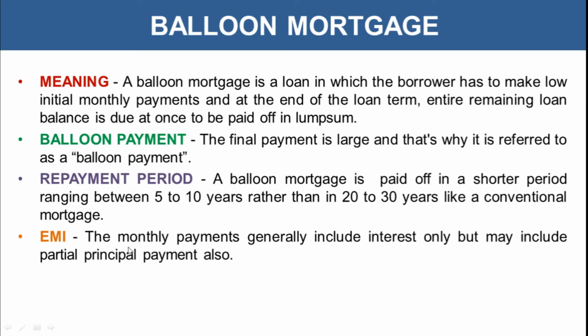Let's talk about EMI. The monthly payments generally include interest only but may include a partial principal payment also. As I already mentioned, it depends on the terms and conditions of the loan, how you want to take it. So it depends on the borrower. If you are comfortable paying only the interest in all the initial payments, and at the end paying the whole lump sum amount that is left, or you can also pay some amount of principal along with the interest. So you can talk to your lender about this.